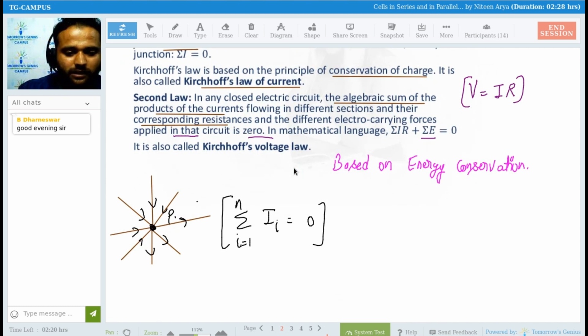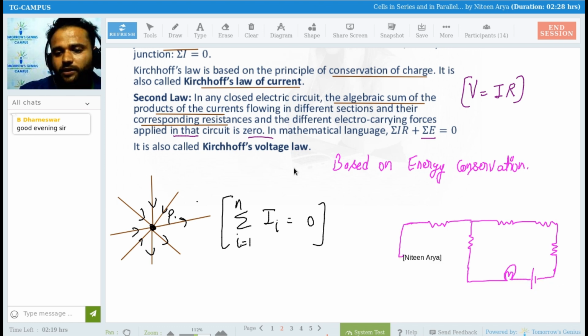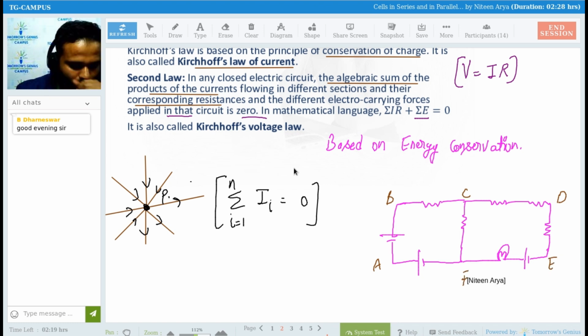Based on this, for example, suppose you have this resistance, then this resistance, then this resistance, then this resistance, then this resistance, and somewhere in between a bulb also. Now suppose we have one voltage here, a second voltage here, and a third voltage here. In this particular branch or combination, suppose the points are A, B, C, D, E, F.